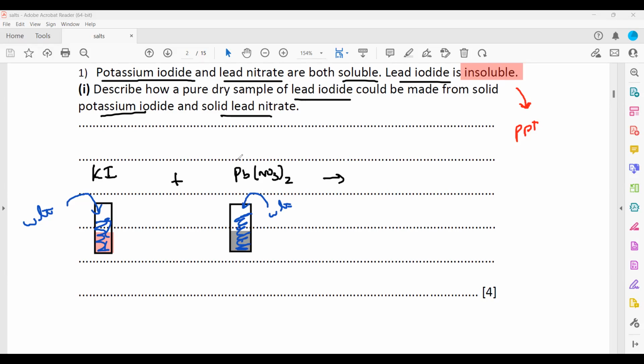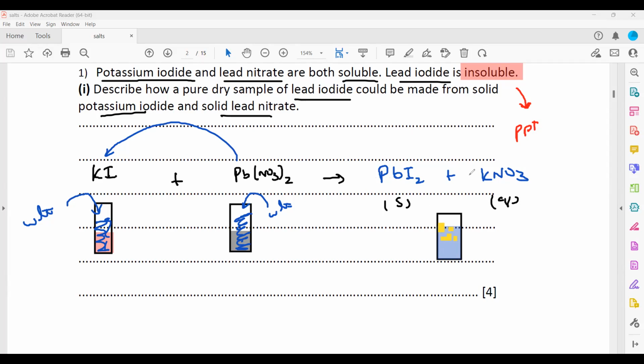When we mix them together, the lead will take the position of potassium, so it will form lead iodide plus potassium nitrate. Lead iodide is an insoluble salt, so that will be a solid, and potassium nitrate will be soluble, so it will be aqueous. So when this reaction occurs, there will be aqueous potassium nitrate as a solution, and in this solution we will also observe lead iodide, which is yellow in color.